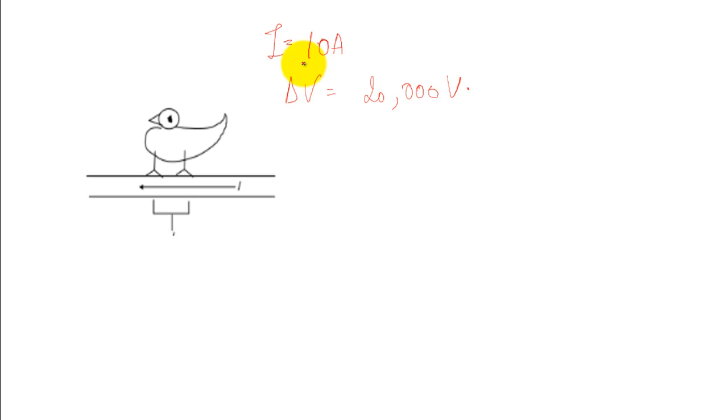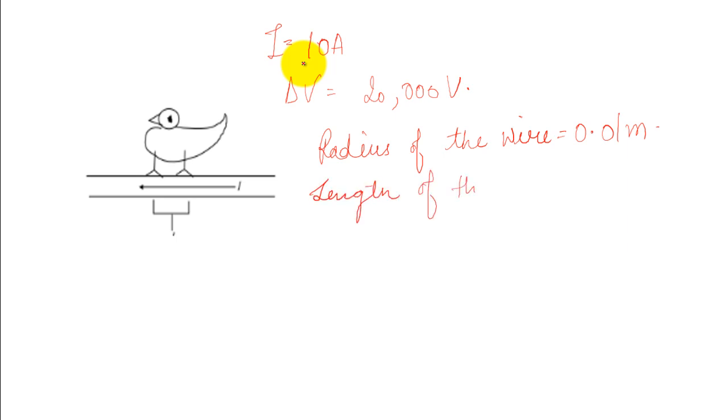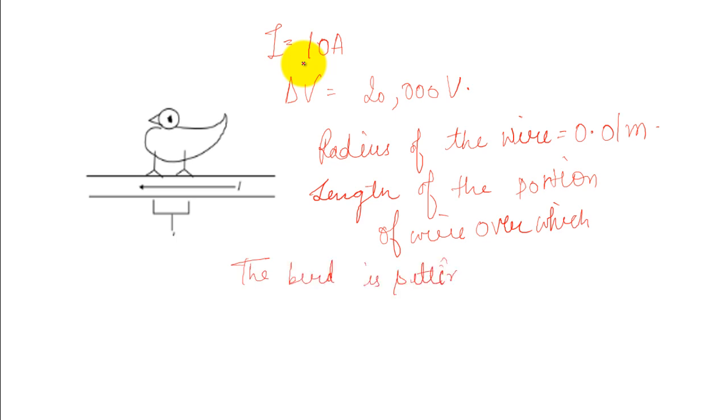Now, consider the value of radius of the wire is equal to 0.01 meter and the value of the length of the portion of wire over which the bird is sitting is 0.04 meter. Calculate the area of cross section of the wire.